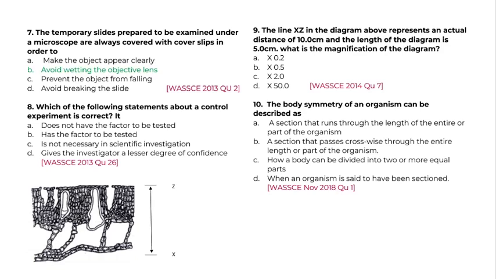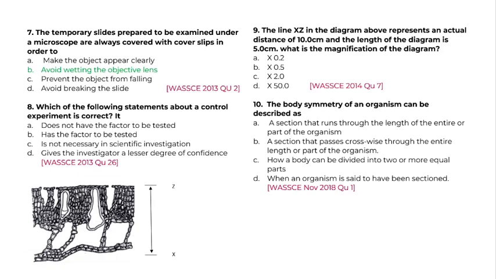Question number 8. Which of the following statements about a control experiment is correct? It A. Does not have the factor to be tested. B. Has the factor to be tested. C. Is not necessary in scientific investigations. And D.